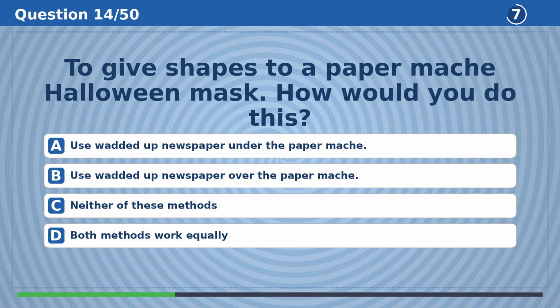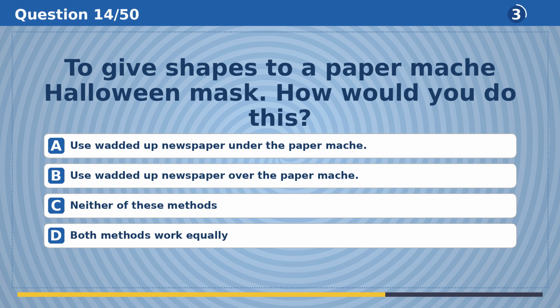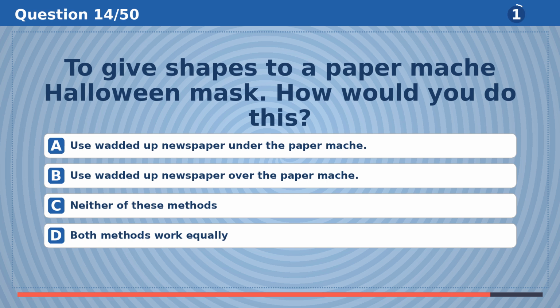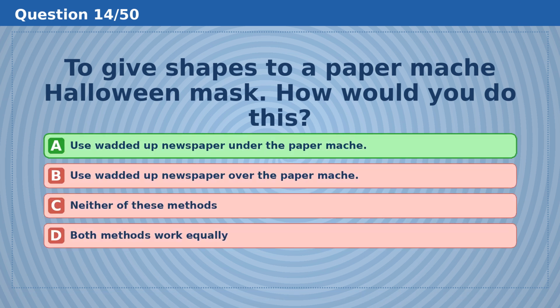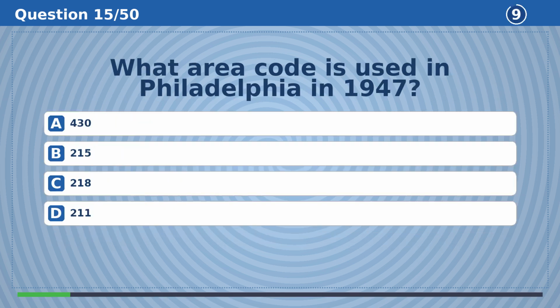To give shapes to a paper mache Halloween mask, how would you do this? The answer is A, use wadded up newspaper under the paper mache.